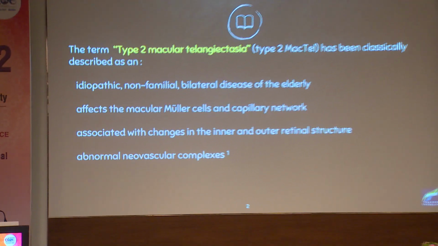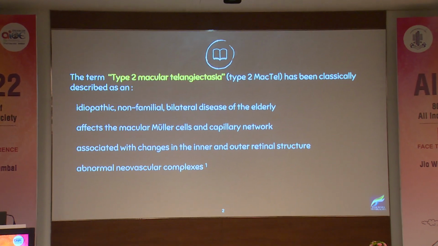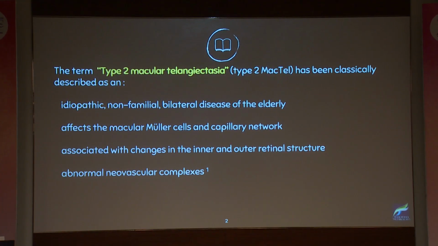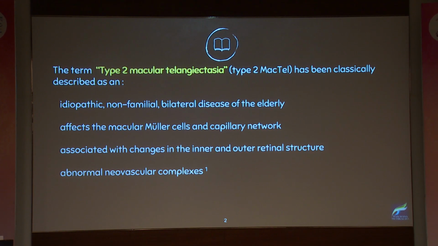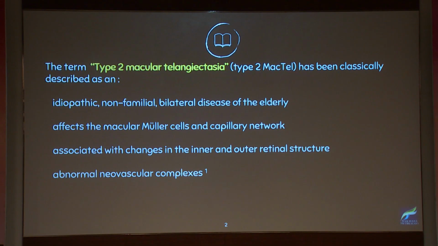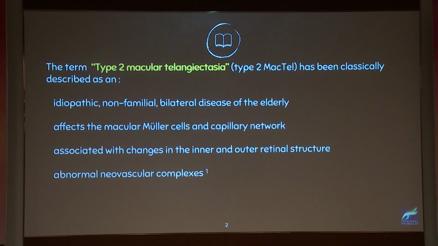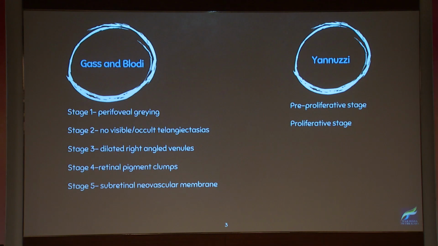So the term type 2 MacTel has been classically described as a disease of the elderly, which is seen usually bilaterally, and it is non-familial and idiopathic. It affects the macular Müller cells and the capillary network, and it is associated with changes in the inner and outer retinal structure and abnormal neovascular complexes. There are two broad classifications: one described by Gass and Blodi, based only on clinical picture, and one by Yannuzzi, based on whether it is in a pre-proliferative or proliferative stage.